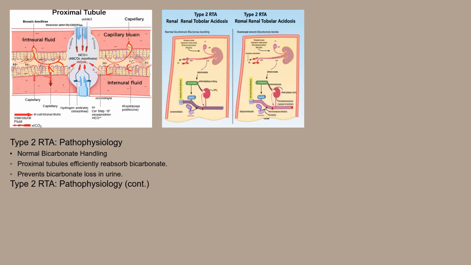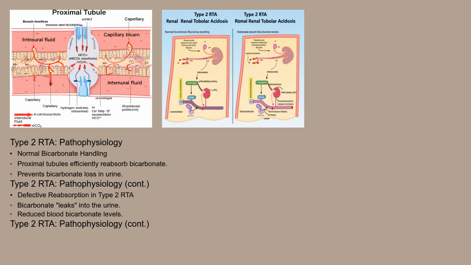The body attempts to compensate for this acidosis through various mechanisms, including buffering systems and increased respiratory rate to exhale more carbon dioxide. However, these compensatory mechanisms are often insufficient to fully correct the acid-base imbalance. The chronic loss of bicarbonate can lead to various downstream effects, including electrolyte imbalances and bone disease.